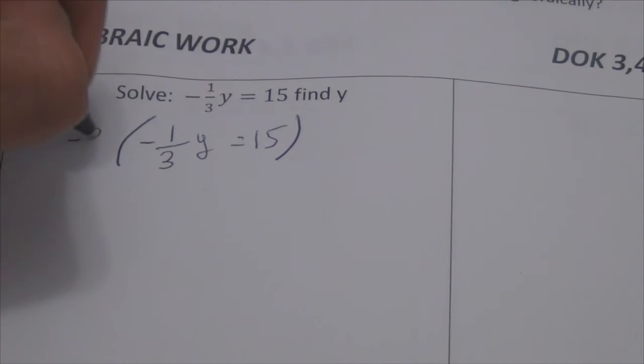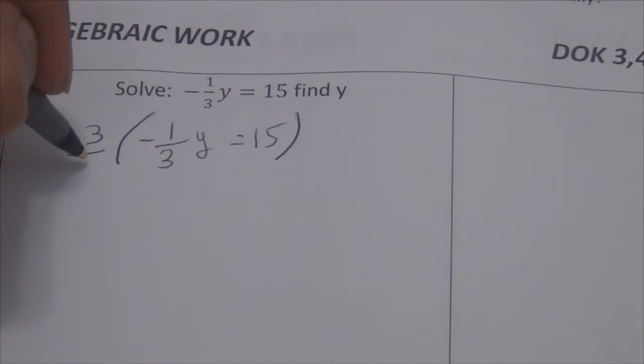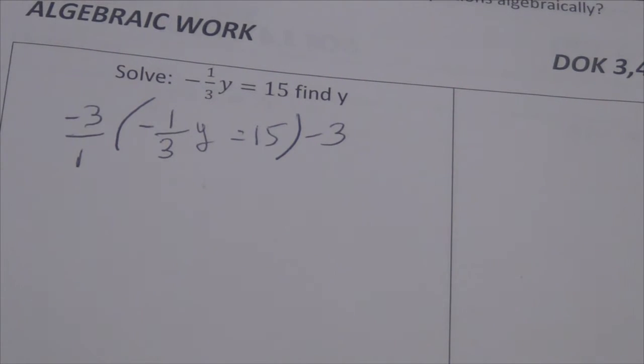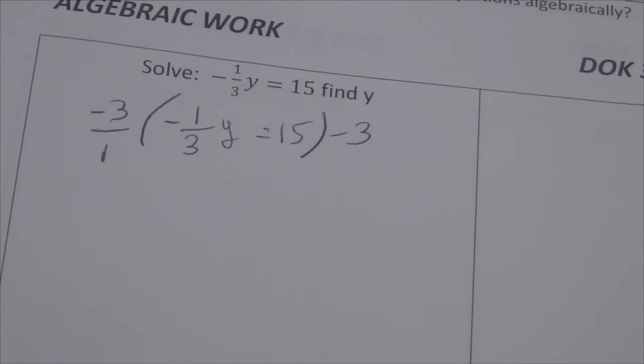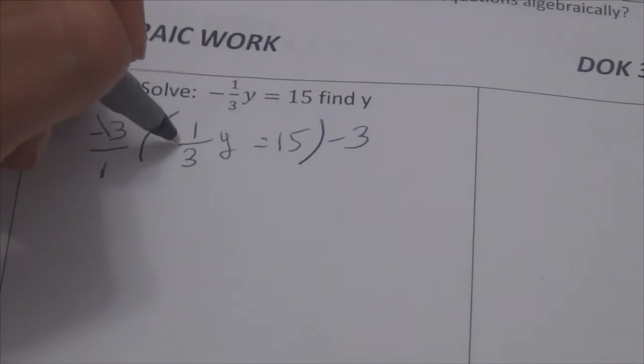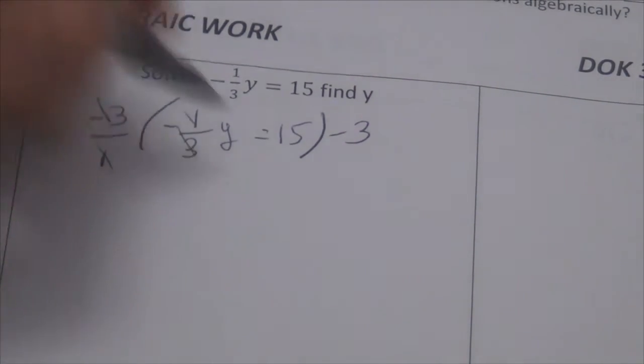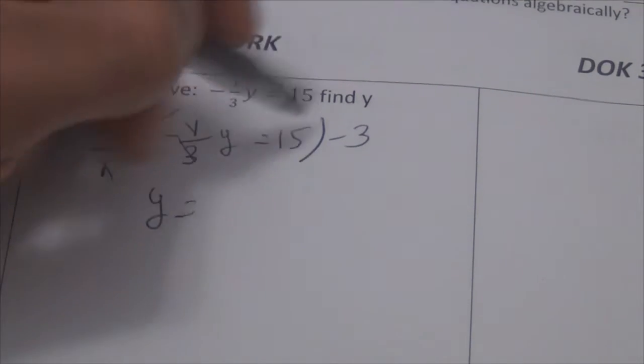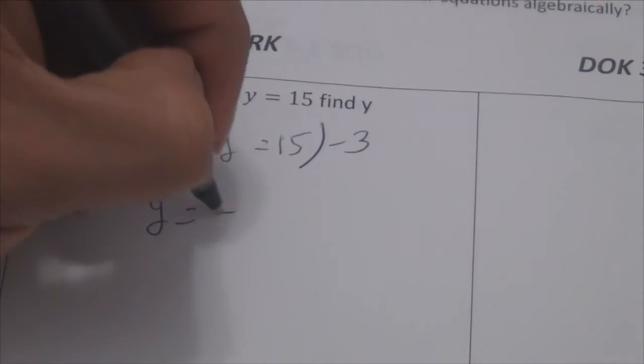So multiplicative inverse of negative 1 over 3 is negative 3 over 1, right? Or just negative 3. Remember what the idea is. When you multiply and divide by the same number, they cancel out. And negative times negative is positive, so y equals, what is 15 times negative 3?